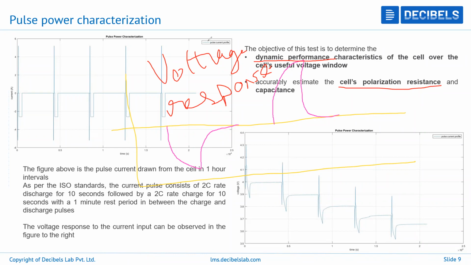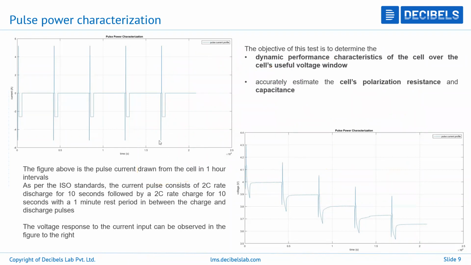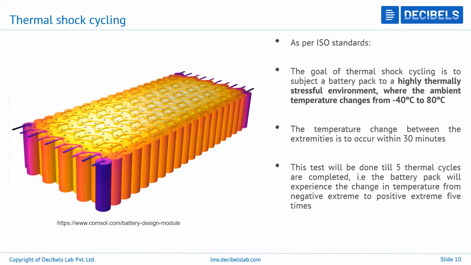Your current magnitude, or the pulse current that you can supply, is usually varied between 0.5 C to 3 C, depending upon the machine limit, your testing hardware capability, or your cell's limitations, and things like those. But usually it is within this limit. So that is with respect to the pulse power characterization. Now that is the end of the performance test that we see.